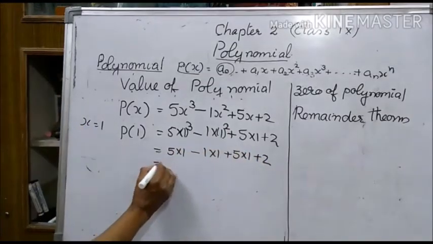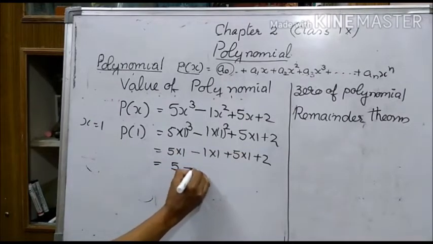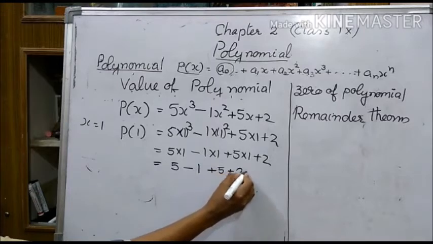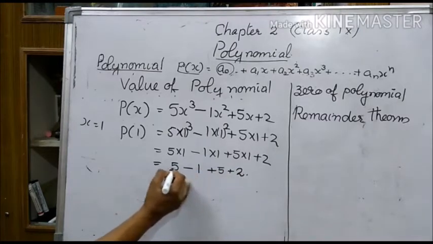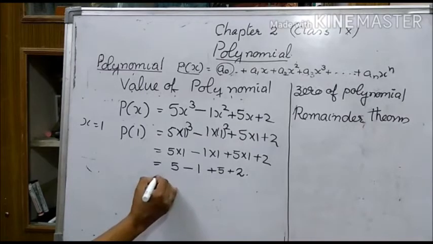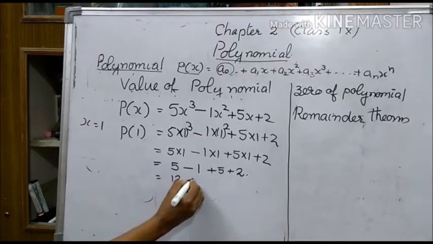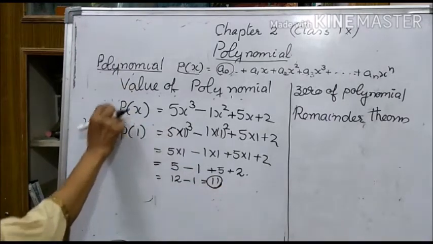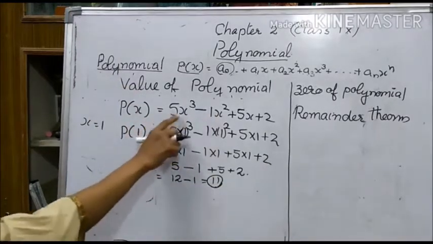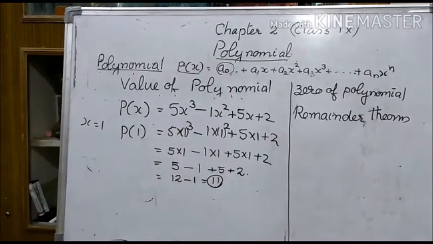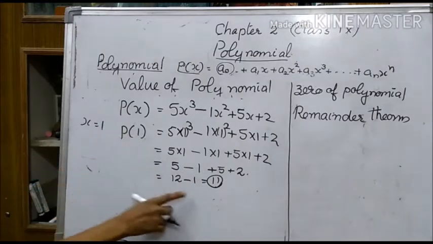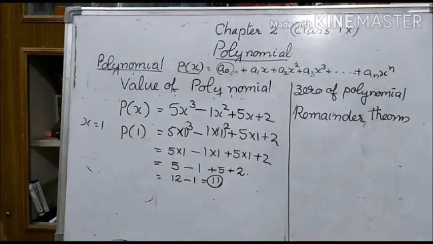That is 5 minus 1 plus 5 plus 2. That is 10, 10, 12, 12 minus 1, which is equal to 11. That is the value of this given polynomial 5x cube minus 1x square plus 5x plus 2. So if x equal to 1, the value of this polynomial is 11.